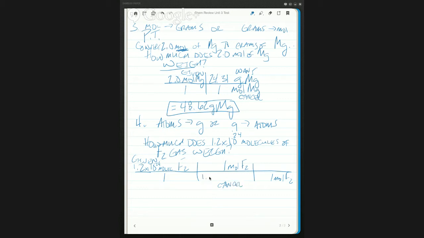So 1.2 times 10 to the 24th MOLEC F2. And then what are we trying to find? When it says weigh, what do we know that the units are going to be? That's right, it's going to be grams, grams of F2. And so it's 2 fluorines together.